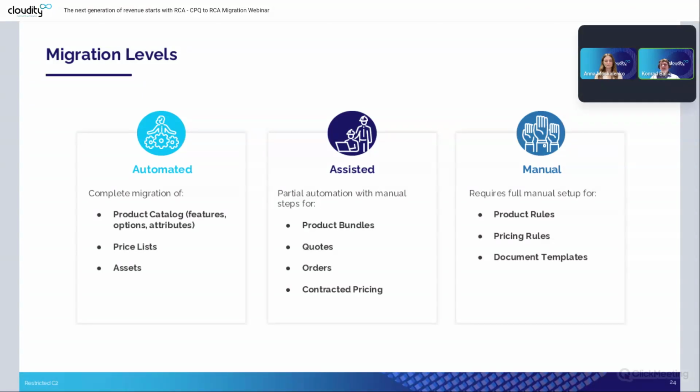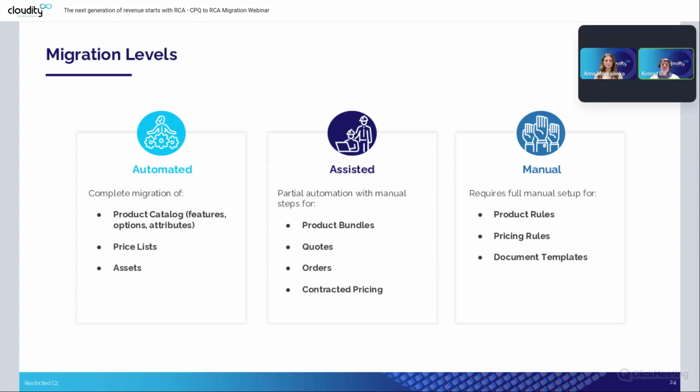Then you have the assisted migration, where some parts can be automated, but some of them unfortunately require user intervention, because there are some small differences in how RCA, for example, creates or stores the bundles, or creates and calculates the quotes, orders, or contract pricing. These can, of course, be fetched from the old environment, and then we can migrate that, but we need to make some transitions together using our tool.